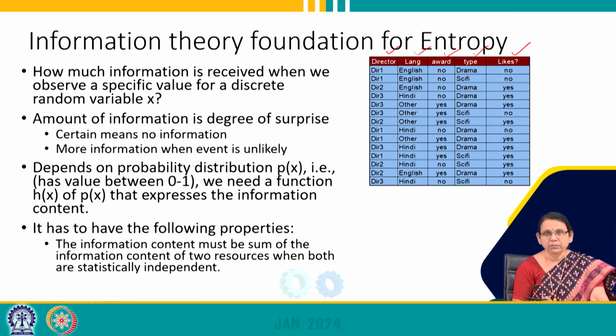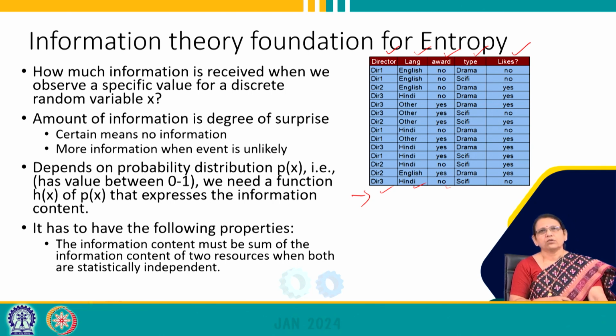So, what is the random variable here? All these attributes are random variables: director, language. When a new movie comes, you do not know a priori what is going to be the director, language, etc. When the movie comes, then only you know. In the name of director, anybody's name can come. Here we have given 3 directors: director 1, director 2 and director 3.